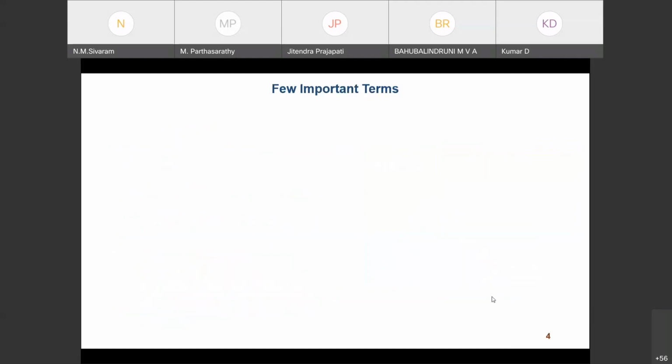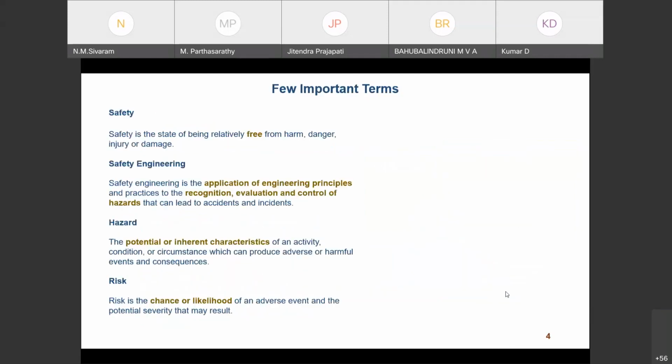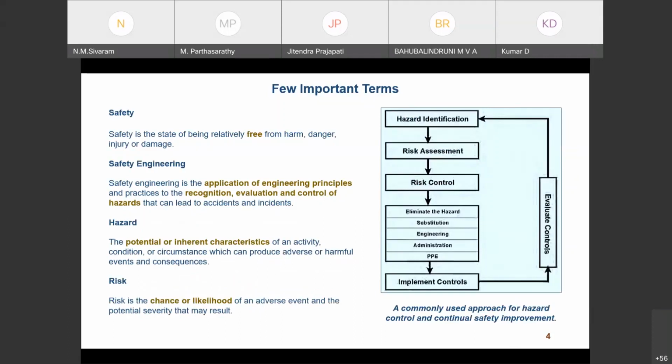Next slide. So, a few important terms before going to the actual discussion.